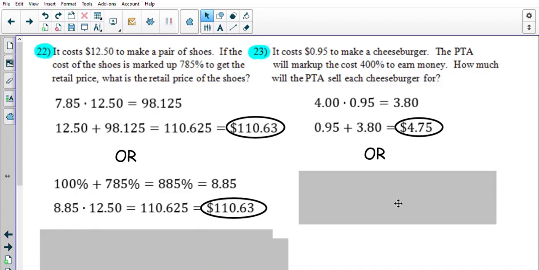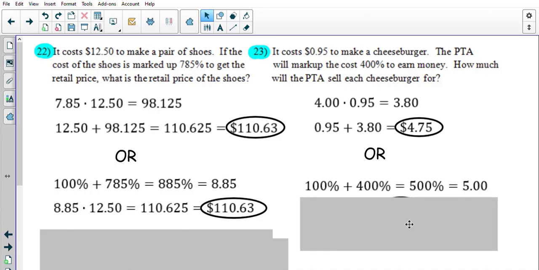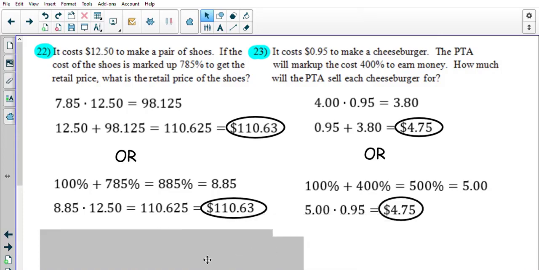All right, the other strategy you have is to take 100% plus 400% to get 500%, or 5. Take 5 times 0.95, we get $4.75. Again, that's the final price after the markup.